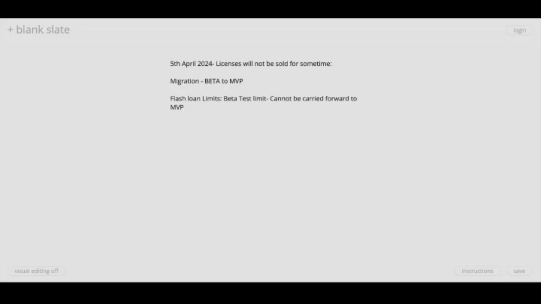The people who buy licenses on 5th need to finish till 8th of April. 8th of April would be the last day on which the beta version of the application will run. After that, it will be abolished. The domain will move into the MVP, that is boomerang.trade only. I hope this is clear.